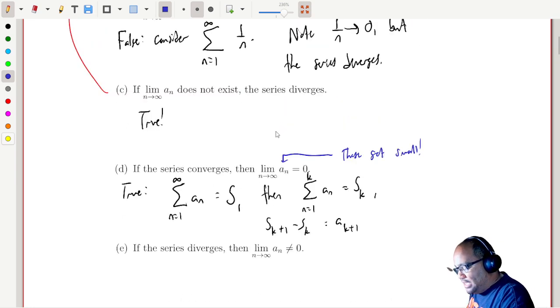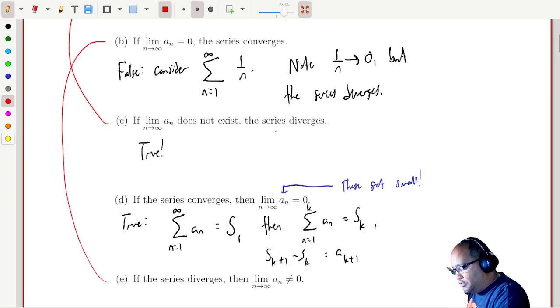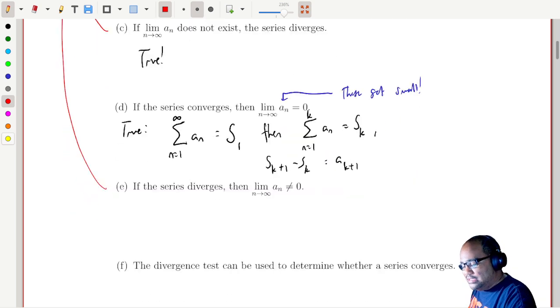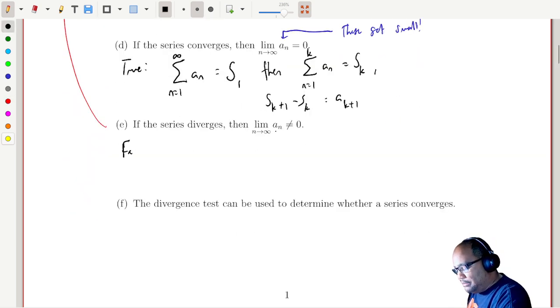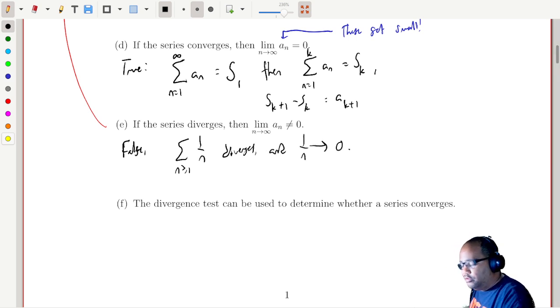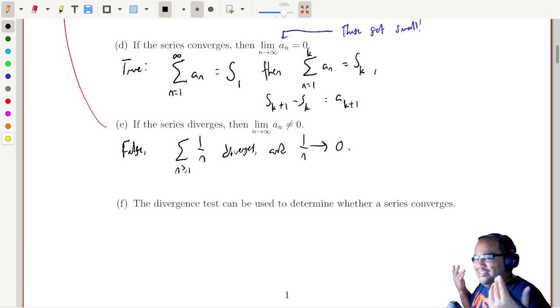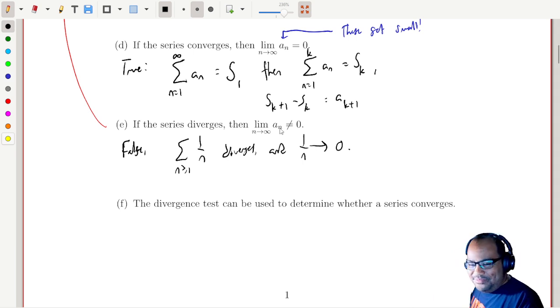So this goes back to part B here. Let's go ahead and draw an arrow there, because let's think about it. That's false, by the way. This sum diverges. And of course, 1 over n does go to 0, which is certainly not 0.